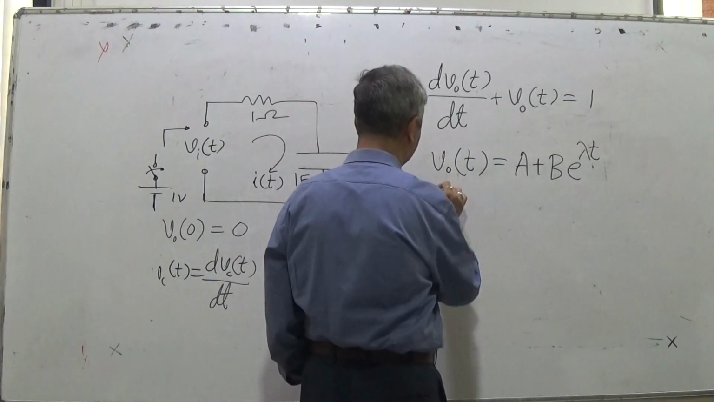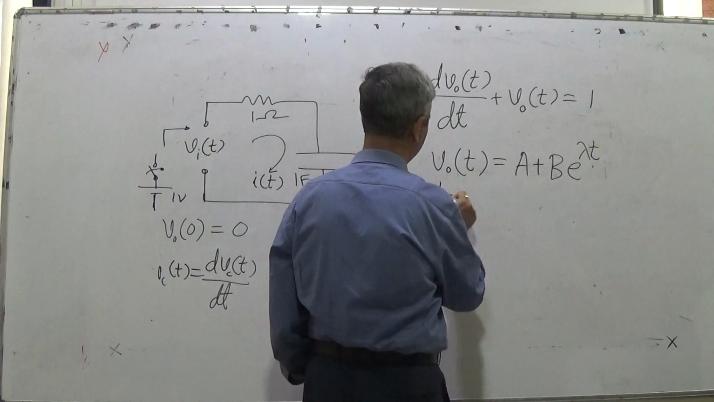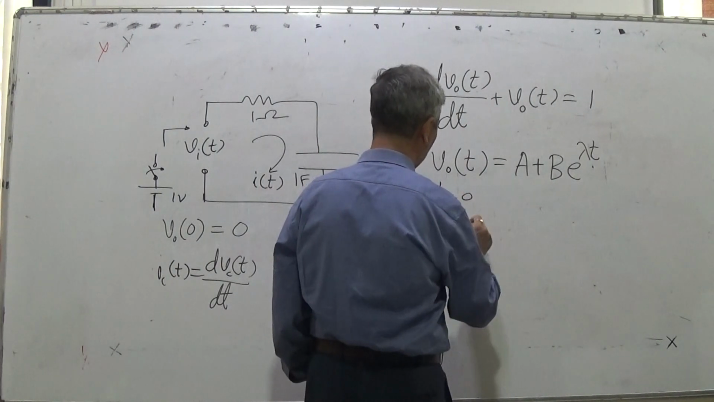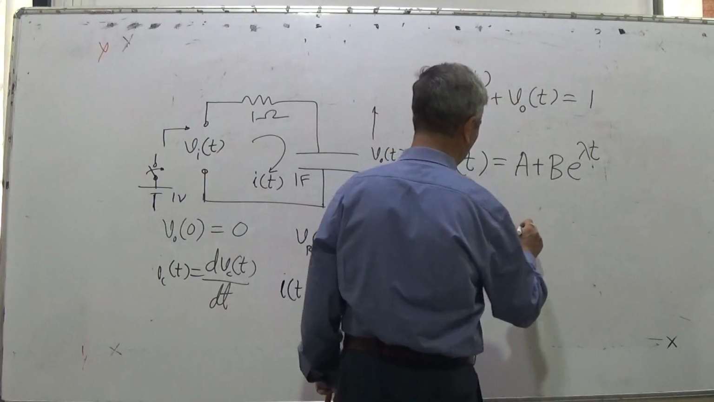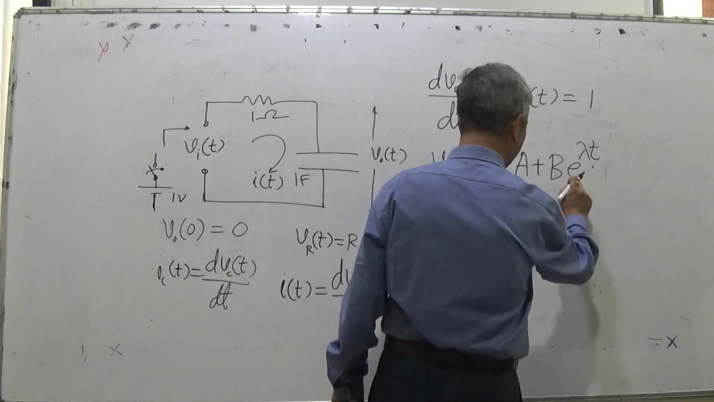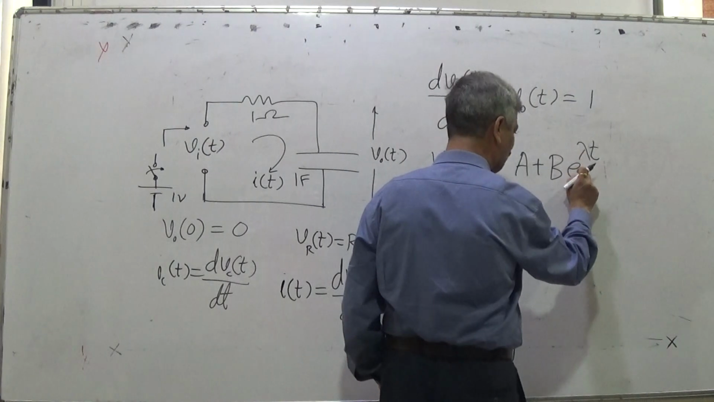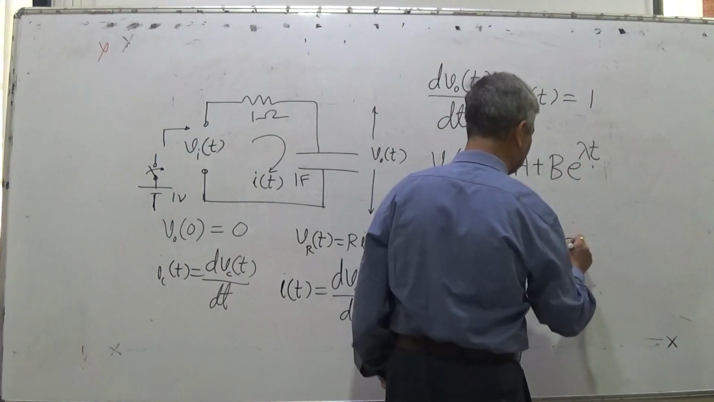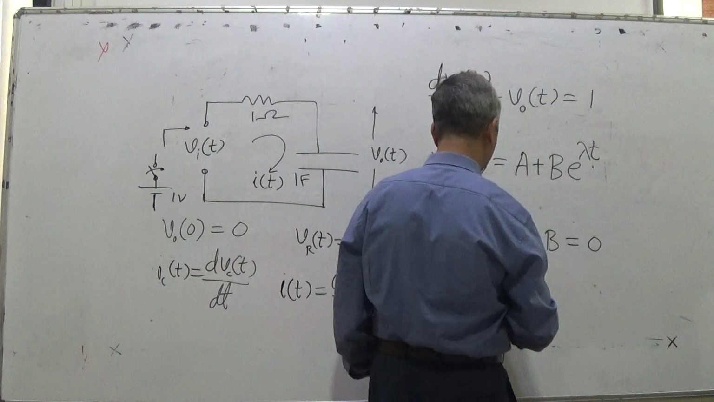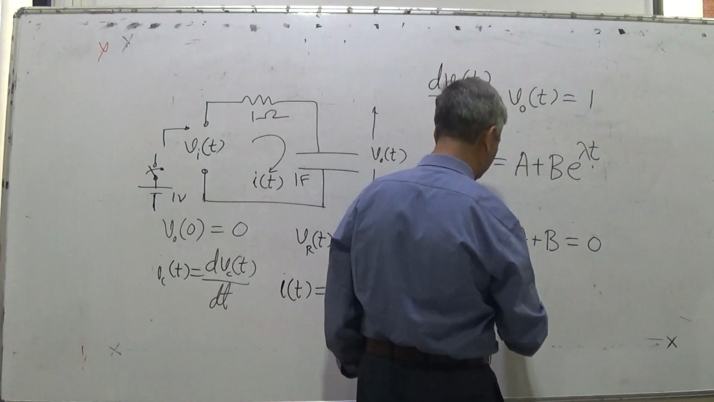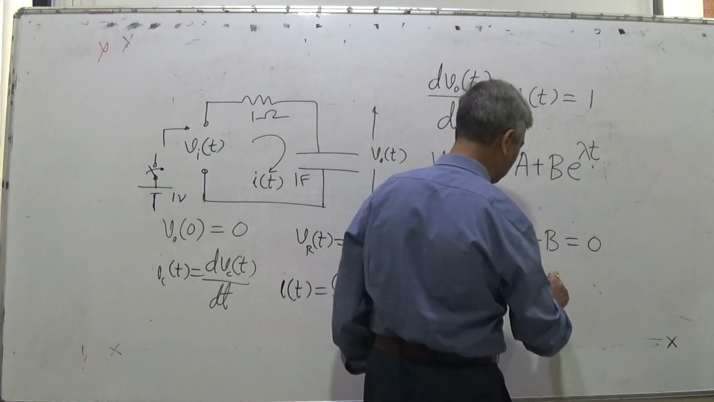So using this at t equal to 0, VO0 is equal to A plus B e raised to lambda 0. E raised to 0 is 1. So A plus B, and that is equal to 0. So that means that B is equal to minus A.